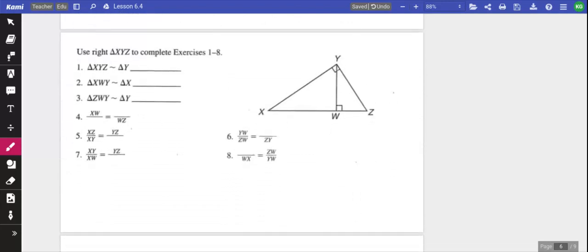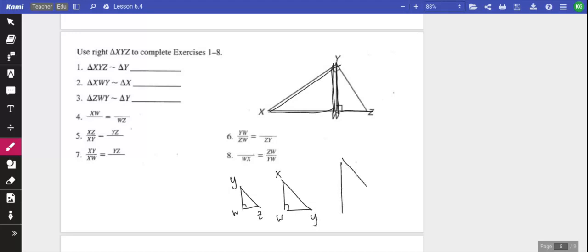Use triangle XYZ to complete exercises 1 through 8. So once again, I'm going to split up the three triangles. I have the small one here, which the right angle is W, the short side is Z, and the tall side is Y. On the medium triangle here, the right angle is W, the short side is Y, and the tall side is X. And the original big right triangle, angle Y is the right angle, Z is the short side, and X is the tall side.